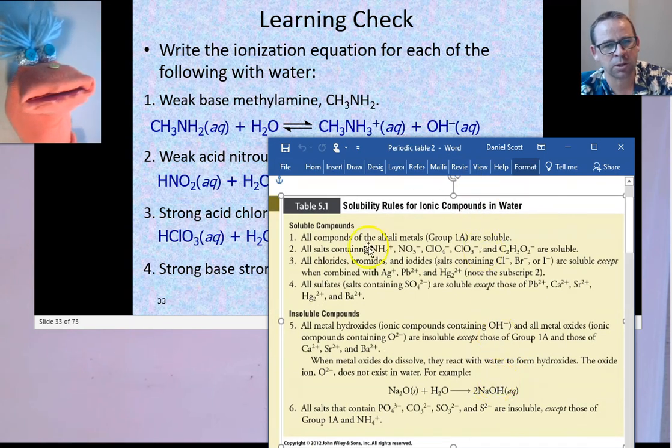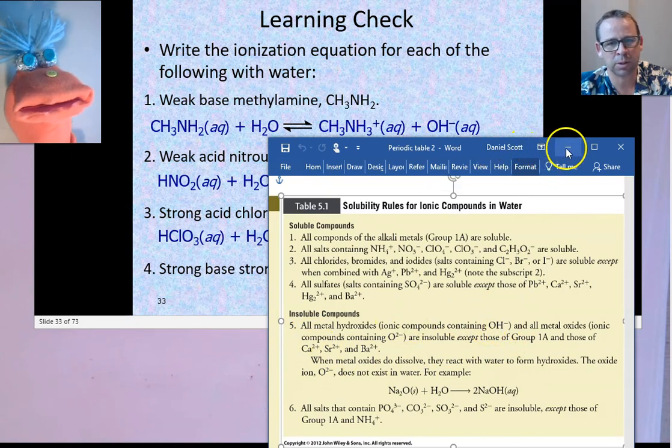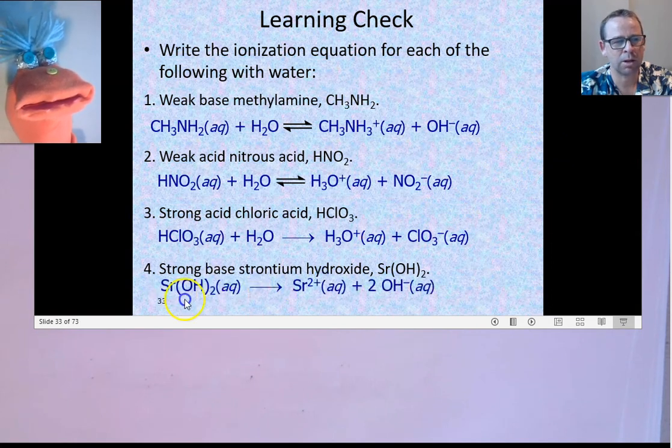Very good. So here I have our solubility rules. Rule 5 here says that hydroxide containing compounds are generally insoluble except for a few exceptions. And those exceptions are our strong bases. So to draw those dissociating, you just draw the strontium hydroxide dissociating into its ions, and that is how we draw the strong base dissociating.